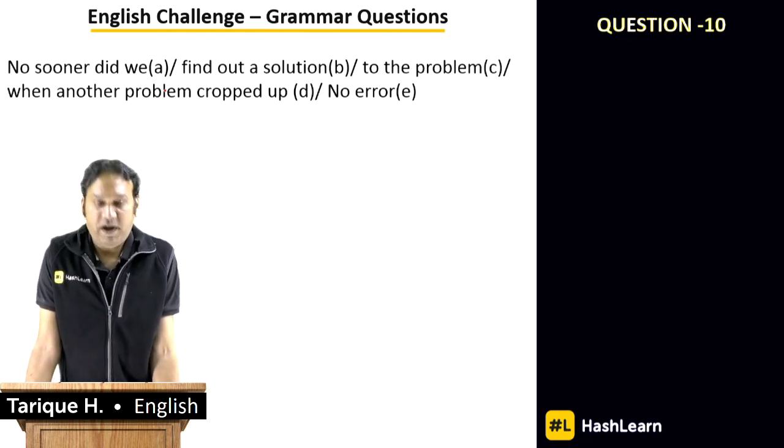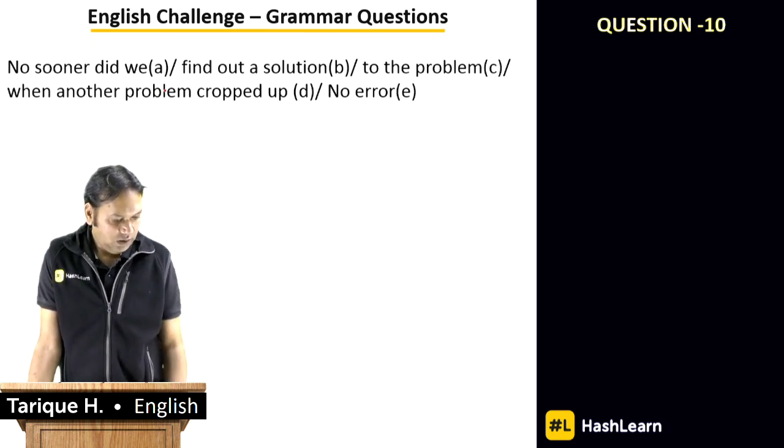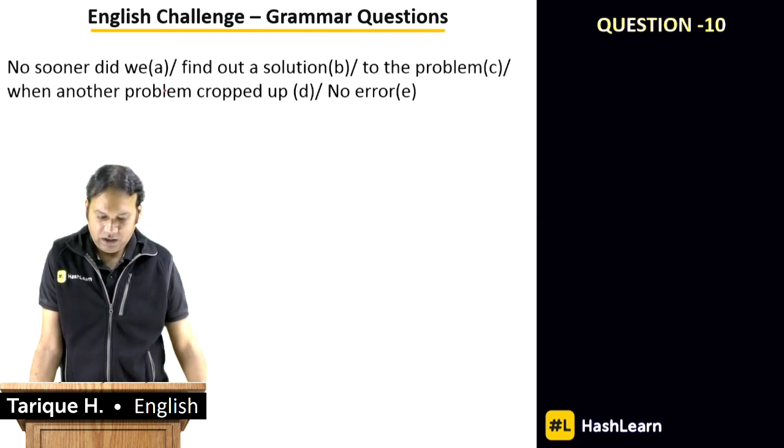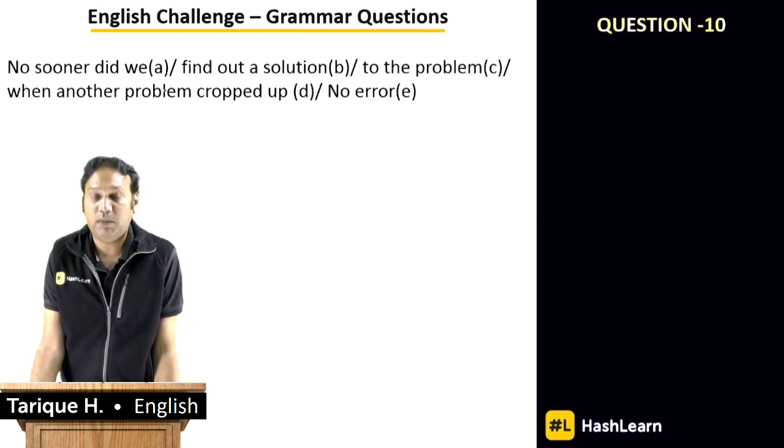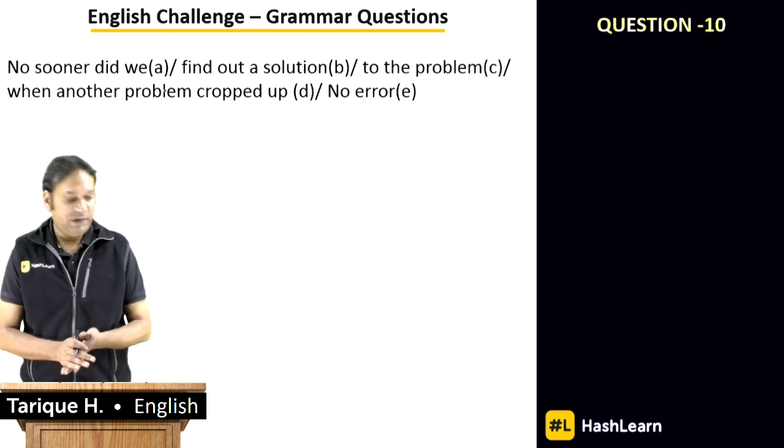No sooner did we find out a solution to the problem when another problem cropped up. Cropped up means it came up. Okay. No sooner did we find out a solution to the problem when another problem cropped up. What is the answer for question number 10?